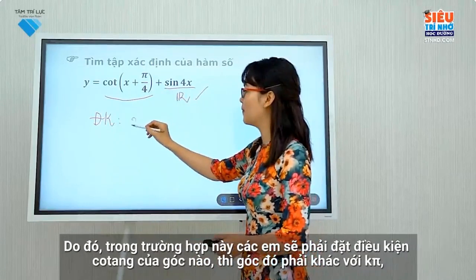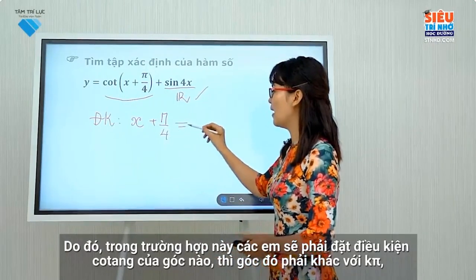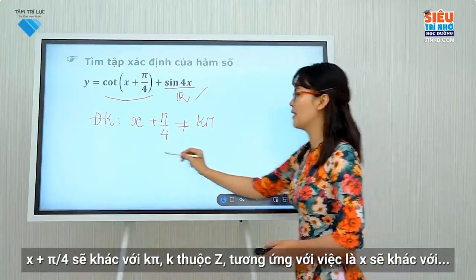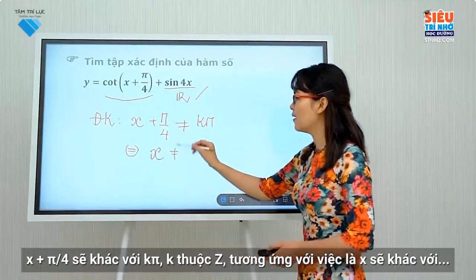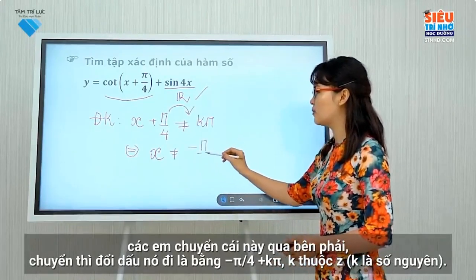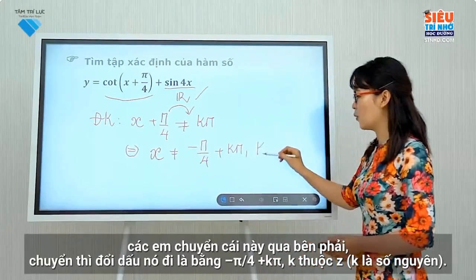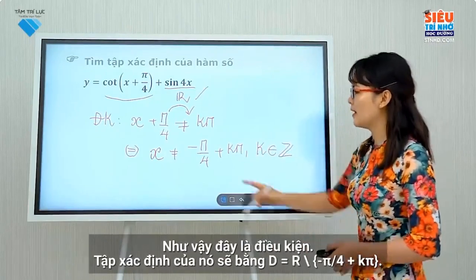Hence, in this situation, any angle of cotangent functions must be different from k pi. X plus pi over 4 is different from k pi, k is an element of Z, which means x is different from... Move this to the right side, change the signs. Then it will be negative pi over 4 plus k pi, where k is an element of Z, k is an integer. Hence, this is the condition.